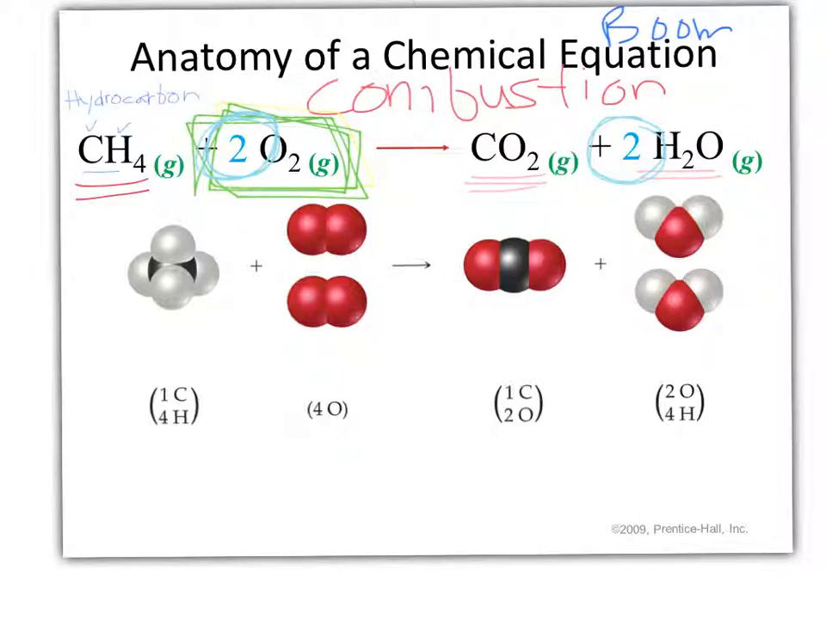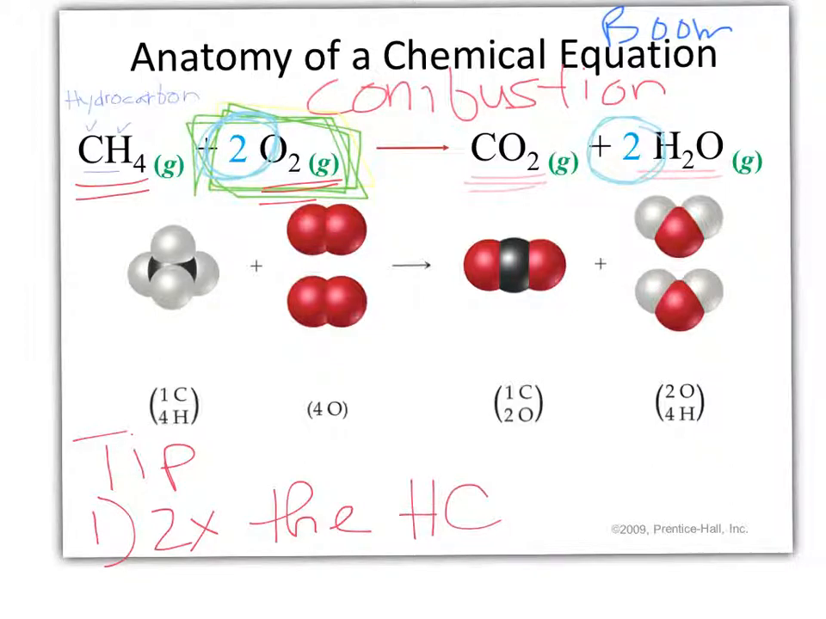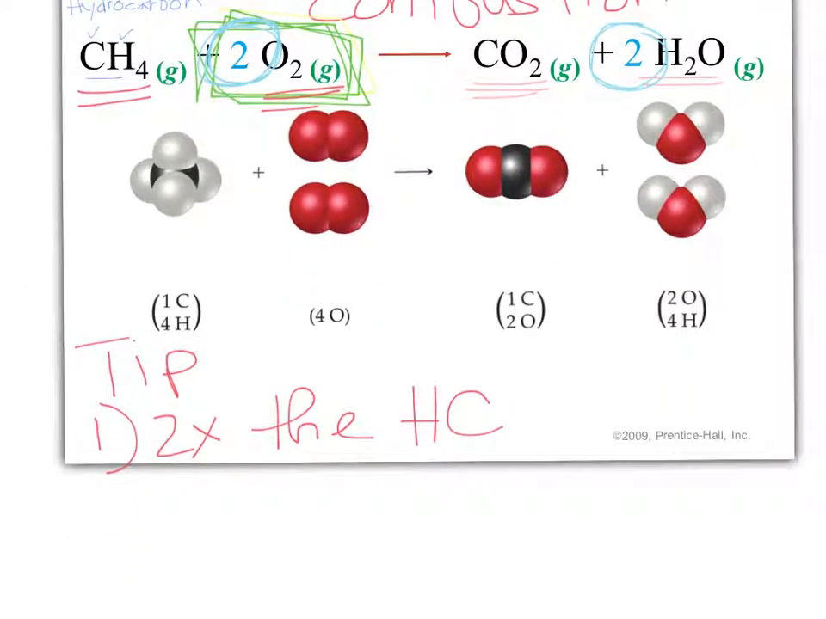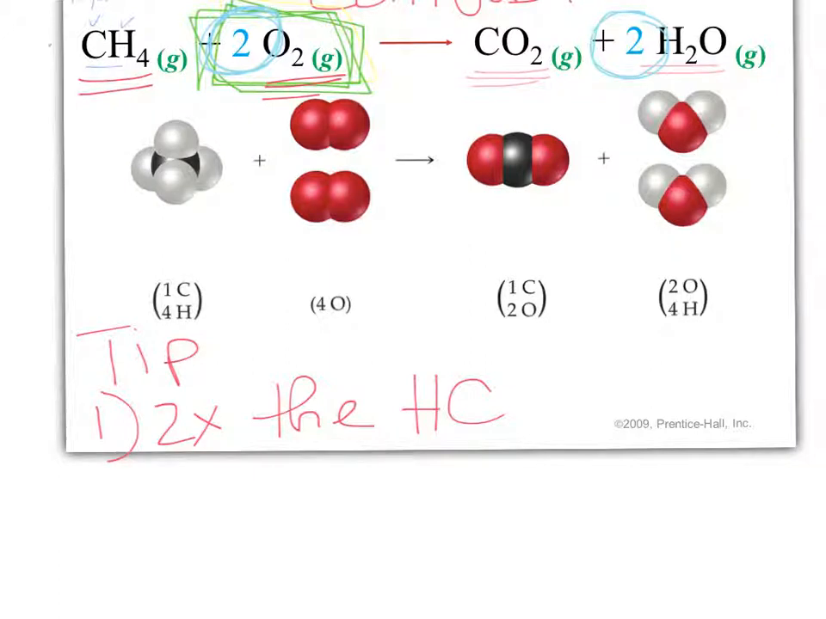Don't always assume that just because it doesn't have a hydrocarbon, it's not combustion. Anything mixed with oxygen can be a combustion reaction, okay? So here's the tip. Tip number 1 is double the HC. Now, obviously, hopefully you understand what HC means. That stands for hydrocarbon. So what you essentially do is you just put a 2 in front of the hydrocarbon. And the next step is balance as needed.